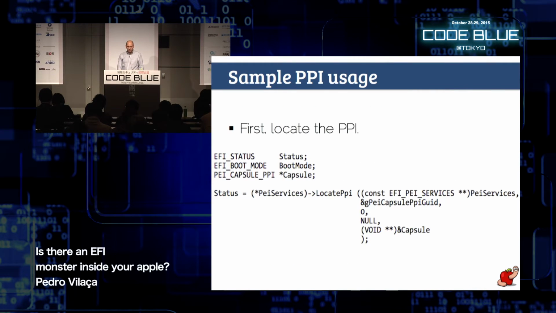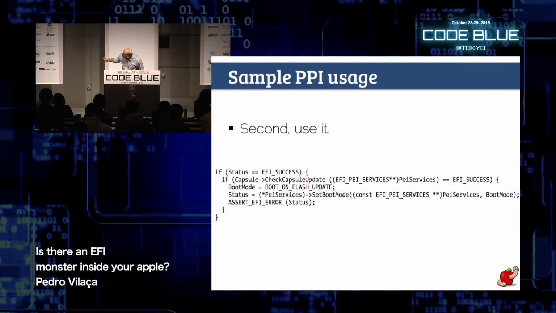You find this GUID, and you can use this service. Let me skip this. This is how you use the protocols. First, you locate the GUID, and then you use it. If you have a valid function pointer, you can simply use the service or the function pointer that you got.